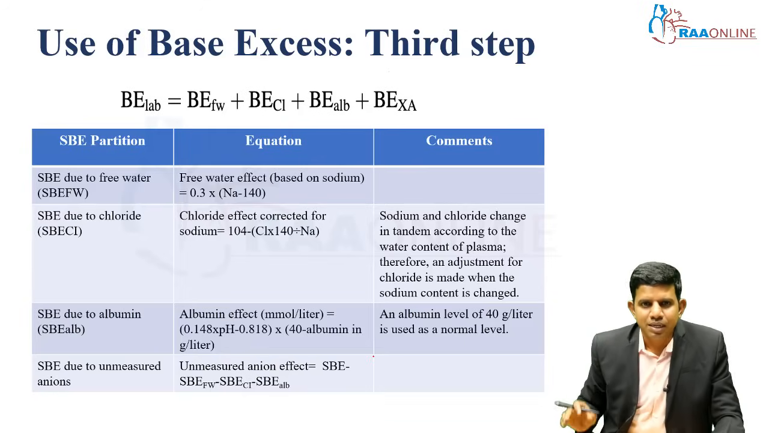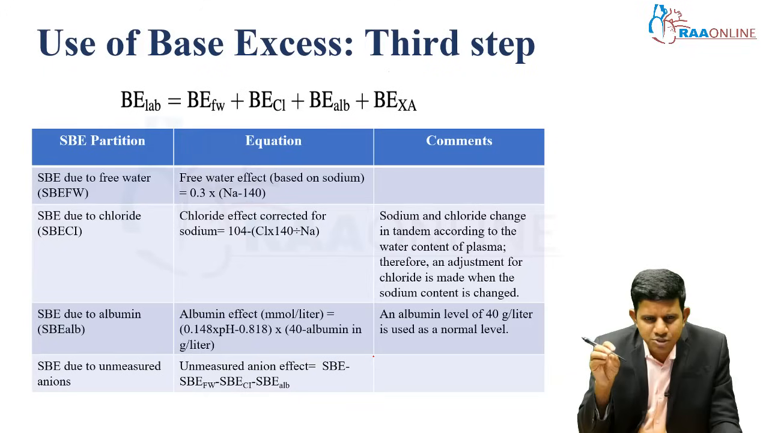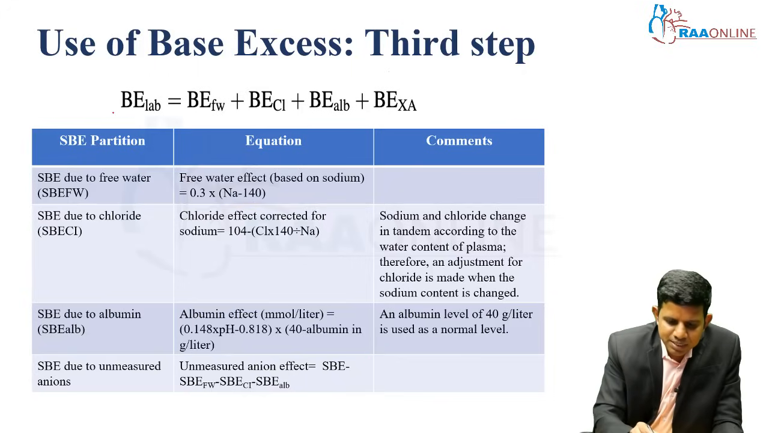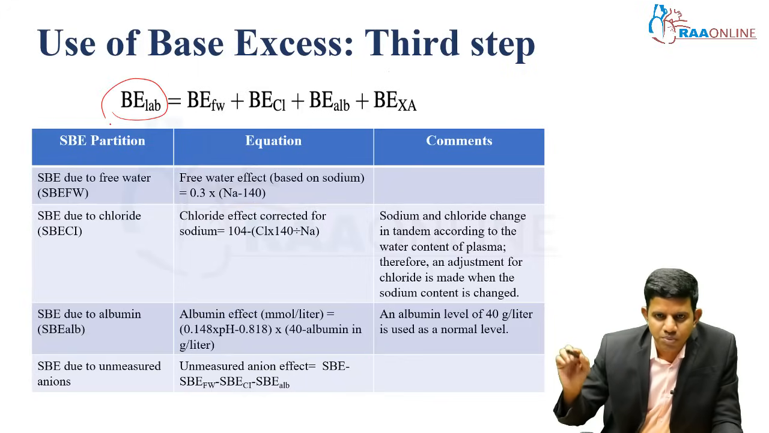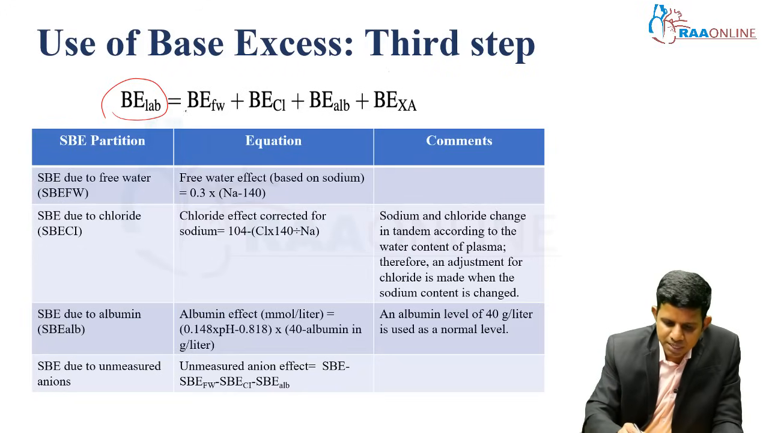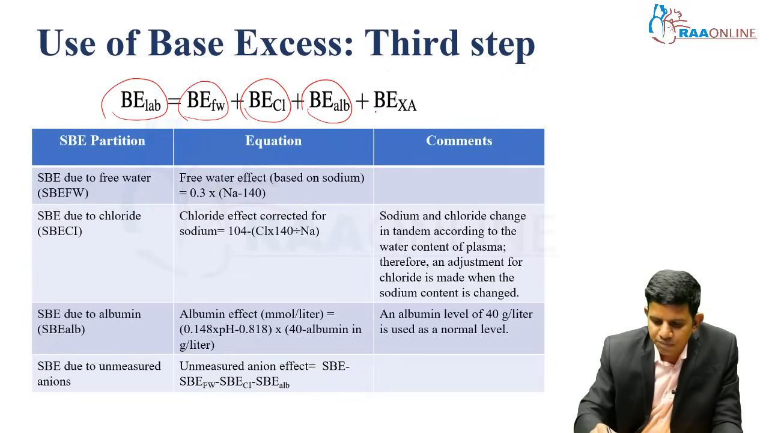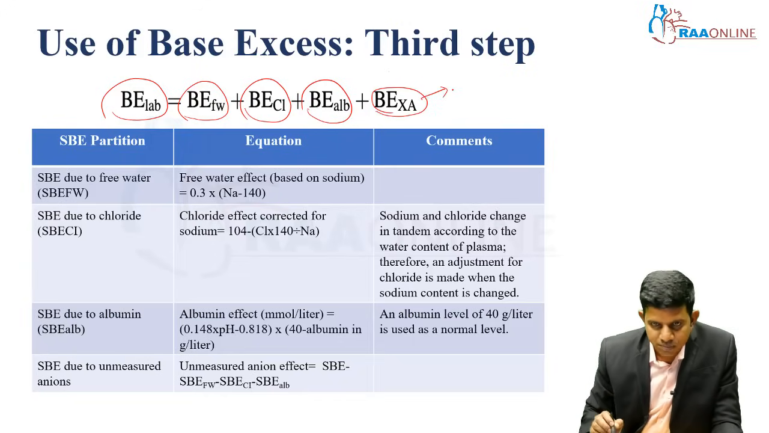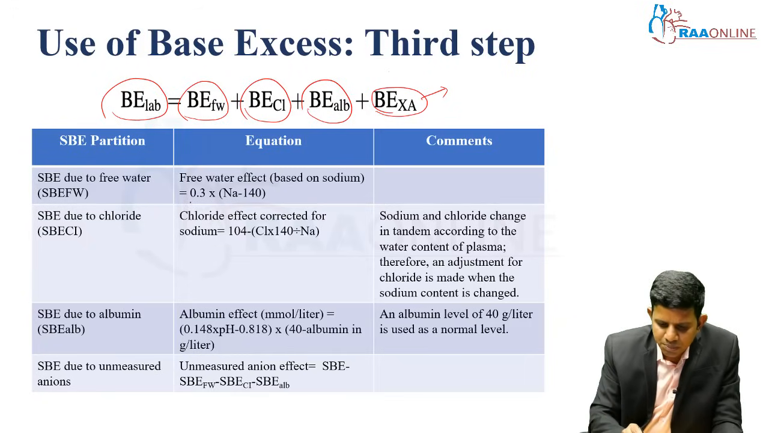One is based on Stewart's principle, slightly modified in this way. They said the base excess is a lab value that depends upon four parameters: base excess of free water, base excess of chloride, base excess of albumin and base excess of unmeasured anions. How can you calculate the standard base excess due to free water? It's simple: 0.3 times (patient's sodium minus 140).